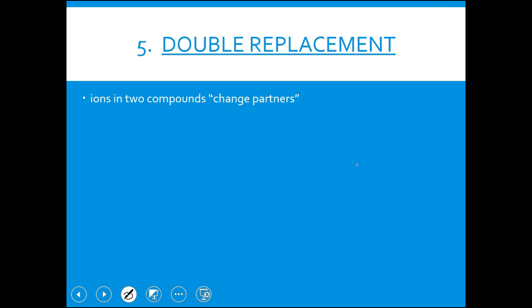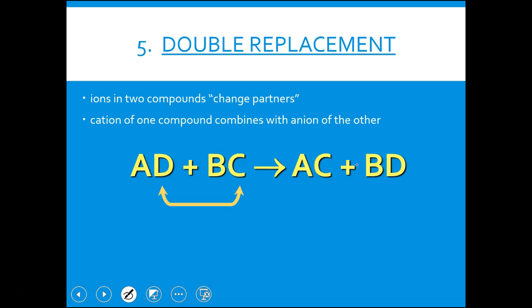Double replacement reactions. Two ions and two compounds change partners. Basically here, we have two ionic compounds. So what we just basically say is they switch partners, and now we have two new compounds made of the same four substances. They've just switched partners. So here we go. AD plus BC yields AC plus BD. We've switched C and D.